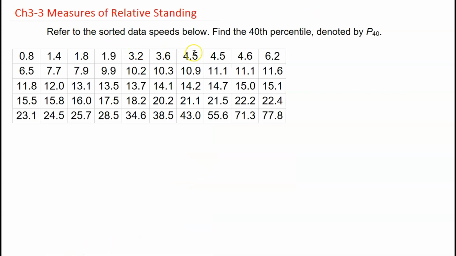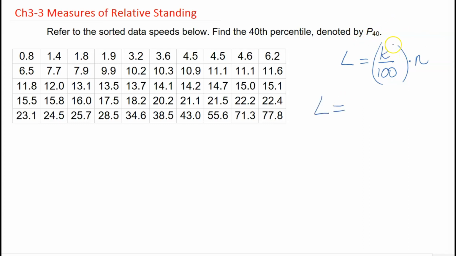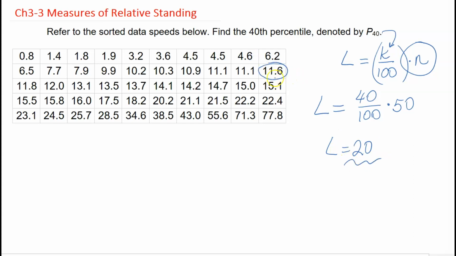Refer to the sorted data speeds below. Find the 40th percentile, denoted by P40. The data are already arranged in order, so we will use the formula to find the location of the data that indicates the 40th percentile. L is equal to K, the percentile, in this case 40, divided by 100 times the total number of data values, which is 50 in this case. L is equal to 20. The location of our data is 20, which is 11.6.